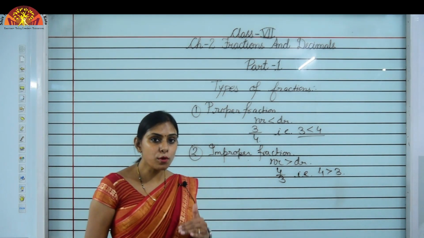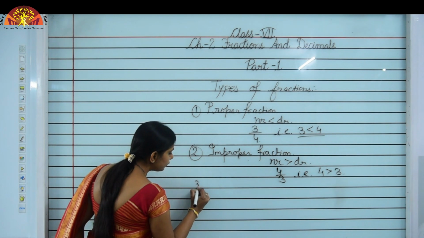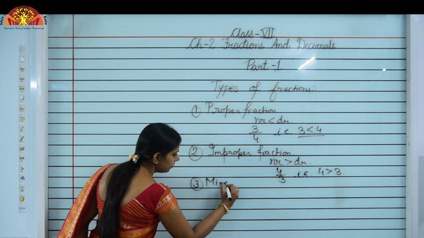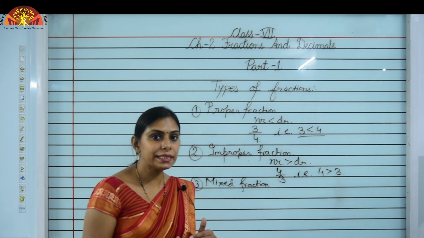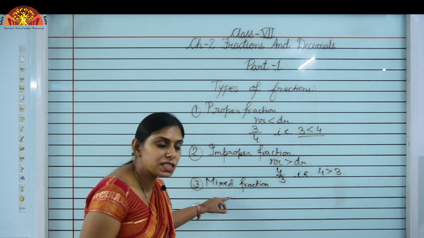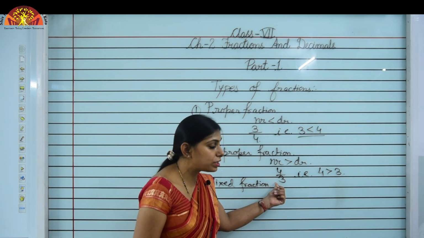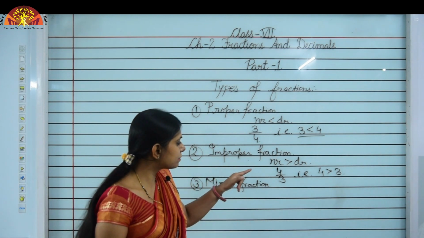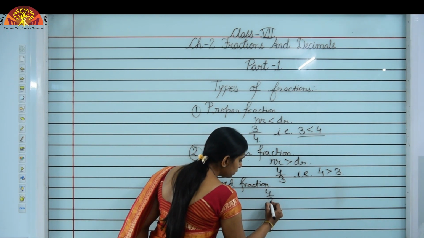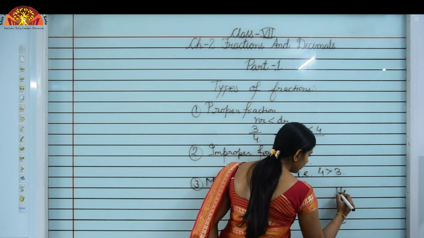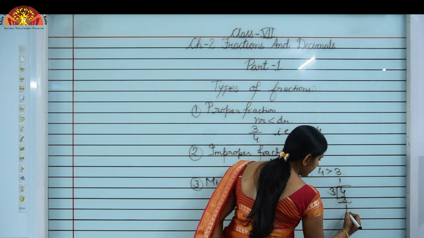Okay, and the improper fraction can be converted into the mixed fraction. Now just see, the third fraction is the mixed fraction. Only the improper fraction can be converted into the mixed fraction. As an example, you have seen that 4 upon 3 is an improper fraction. Whenever the numerator is greater than the denominator, you can convert it into a mixed fraction. Just divide 4 by 3. You can see 3 ones are 3 and the remainder is 1.